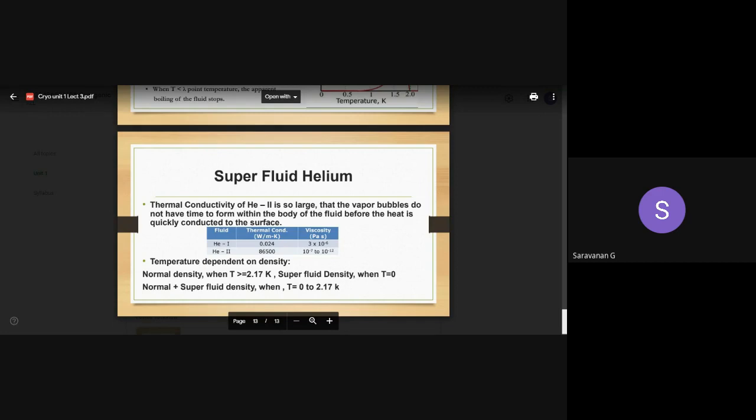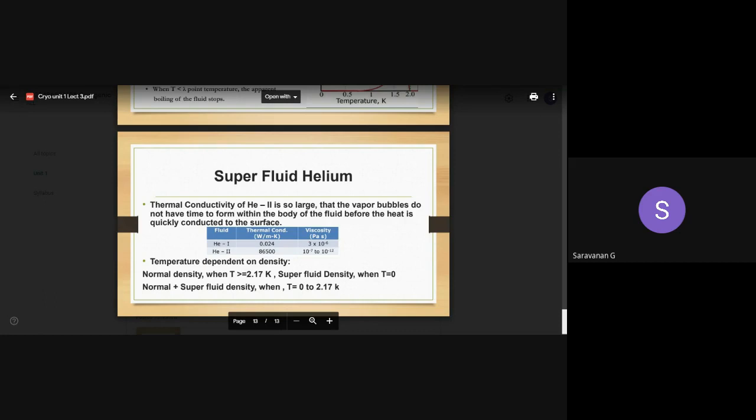The conductivity of helium 1 is 0.024 watts per meter Kelvin, whereas for helium 2 you see the difference, 86,500, more than 10,000 times higher than this. Viscosity for helium 1 is around 3 times 10 to the power minus 6, but for helium 2 it is very, very low, with no measurable viscosity, in the range of 10 to the power minus 7 to minus 12.